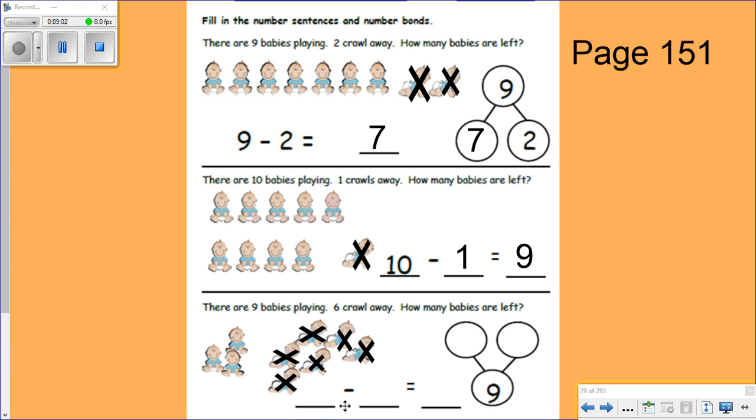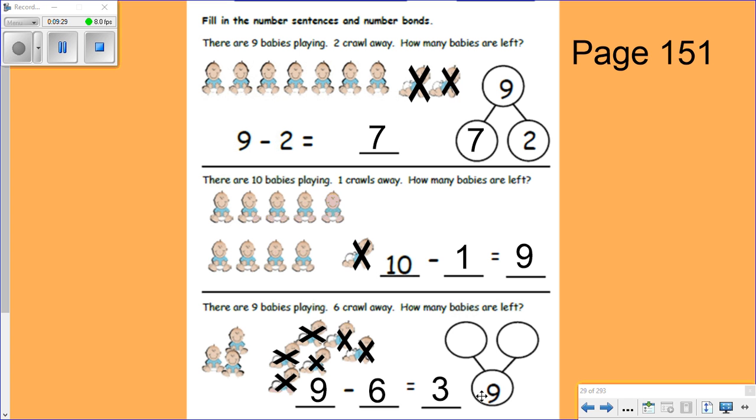So in our equation, what's our starting number? That's the whole amount when it's subtraction. It has to be the whole amount first. 9 minus, how many did you put an X on? 6 equals what's left? 1, 2, 3.